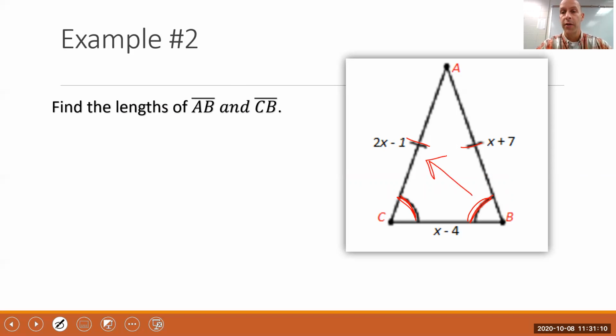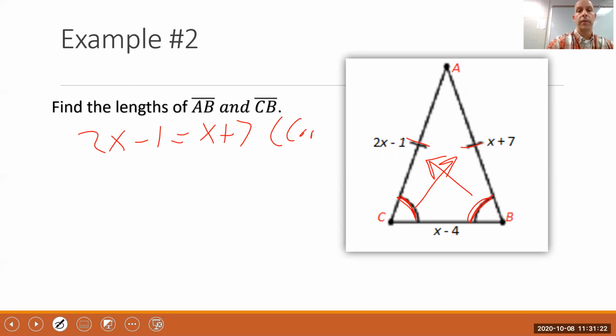Therefore, the opposite sides are congruent by the converse of the isosceles triangle theorem. Nonetheless, we can go ahead and proceed from there. So 2x minus 1 has to equal x plus 7 by the converse of ITT. Now you could just say, well, Mr. Allen, they're marked congruent, but I accidentally left those markings in there. So anyways, moving on. So we can solve this and we're going to get x equals 8.